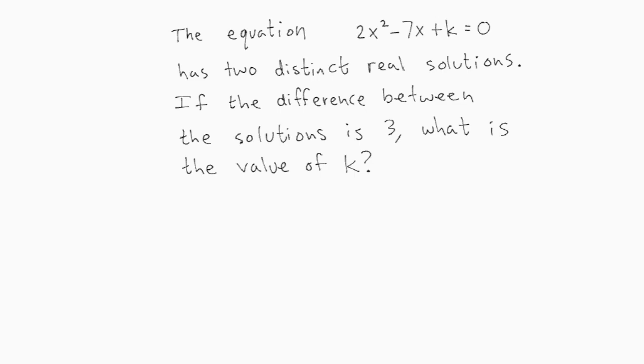The given equation has two distinct real solutions. If the difference between the solutions is 3, what is the value of k? We can let the numbers a and b be the solutions, where the difference between a and b is 3.